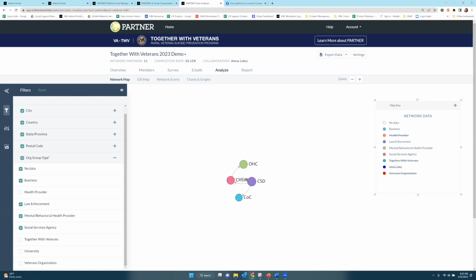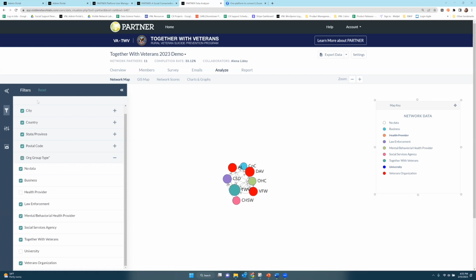And you can play around and see, okay, if we added in veterans organizations, how much more does coordination happen, and vice versa. So really being able to go in and take away the different groupings and filter by those will really give you a good indication of how specific groups are working together.